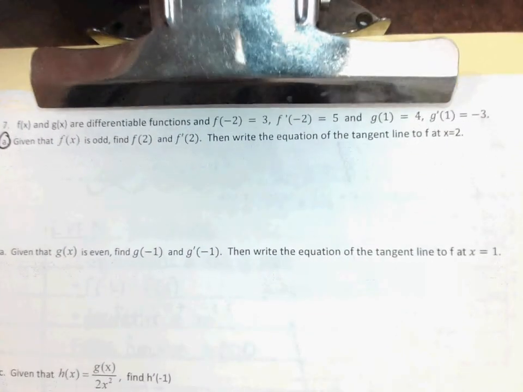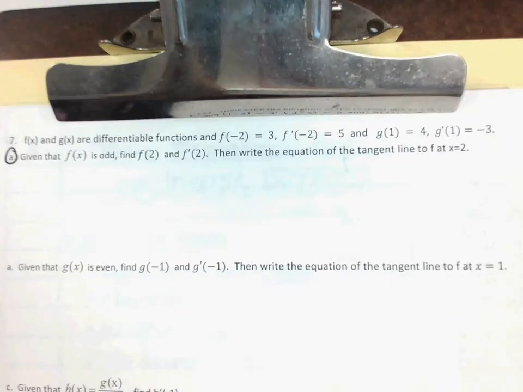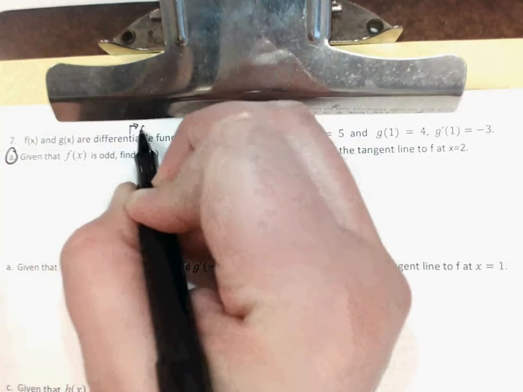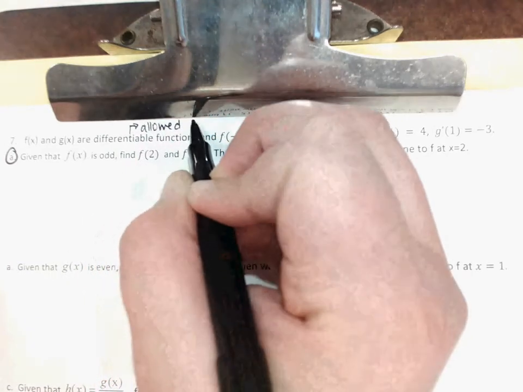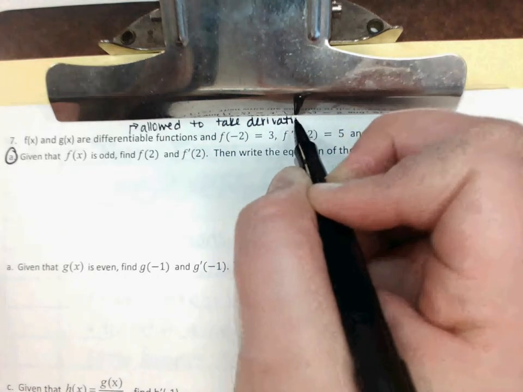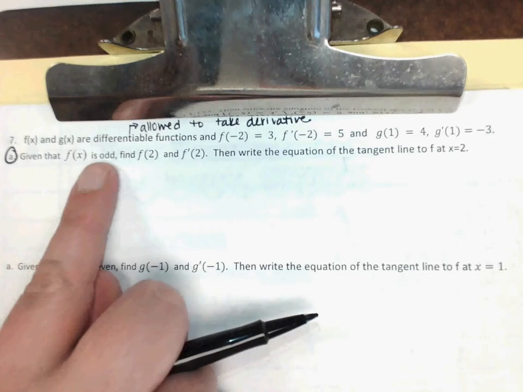Okay, here we go. Okay, look at your number 7. Shh. Okay, it says f and g are differentiable functions. Now, you guys have seen this word a bunch. Differentiable just means you're allowed to take the derivative. So don't think that that's anything complicated. It just means when I take the derivative, I'm going to get an answer, not like an undefined or something weird. Okay, then it says f of negative 2, f prime of negative 2, a bunch of info. Then it says that f is what type of function?